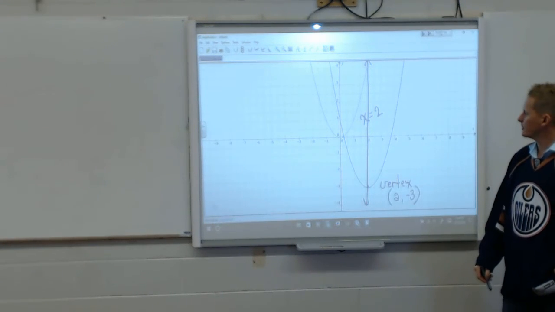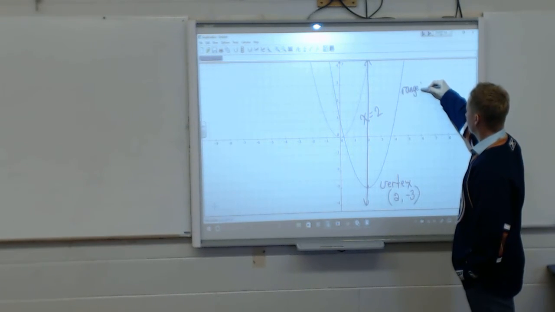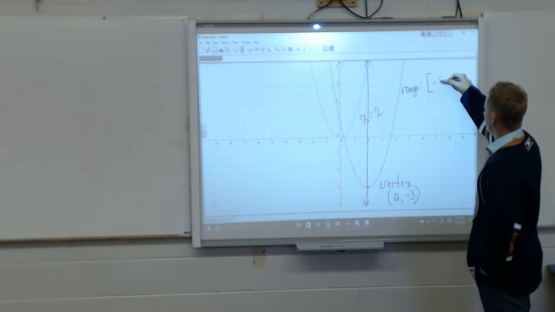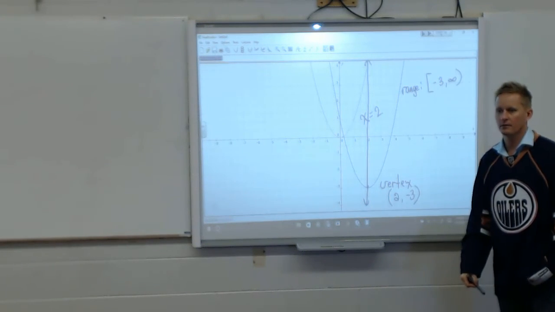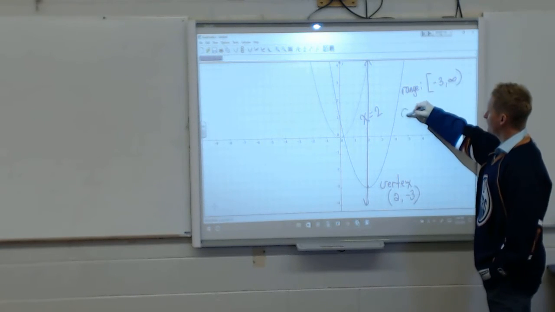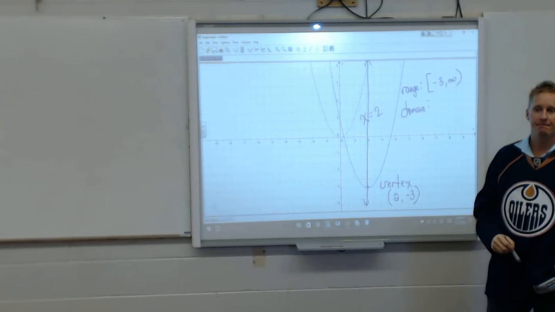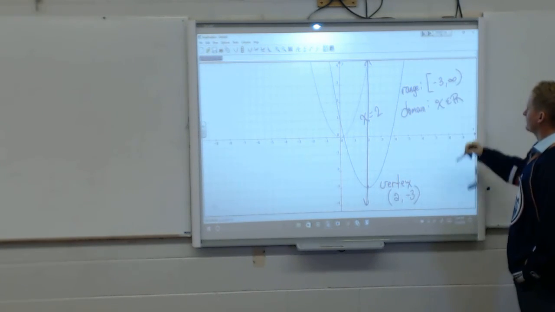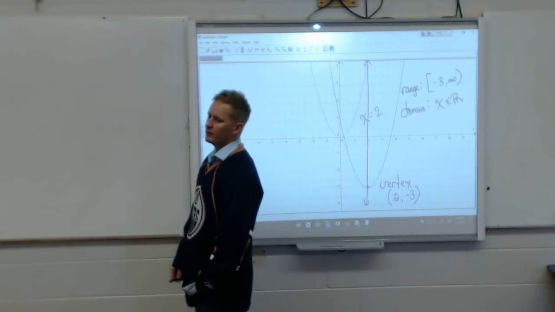Perfect. And what is the range of this graph then? Where's my lowest value? Negative 3. What's my highest value? So my range would be minus 3 to infinity. What's my domain for this graph? Negative infinity to positive infinity. It is always going to be that for all real numbers. Okay, and that's what you need to know for today.